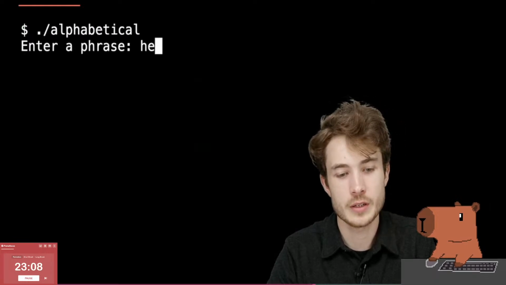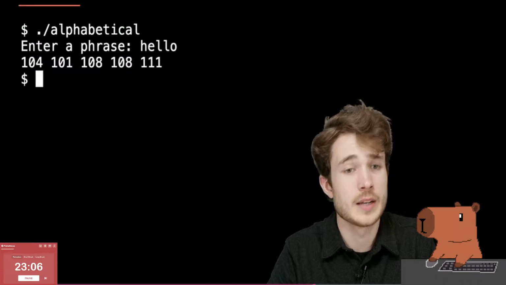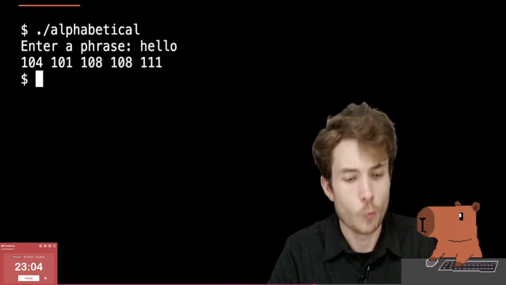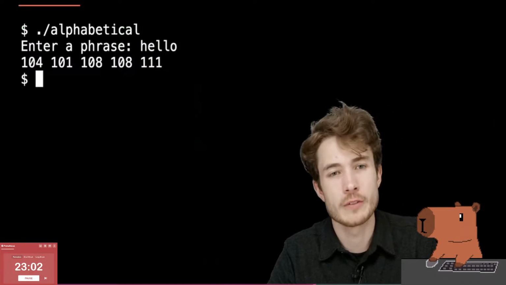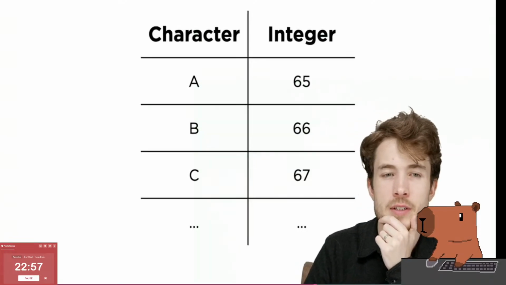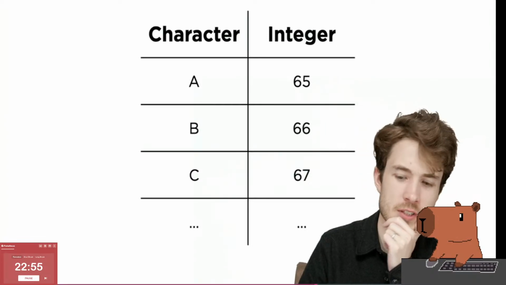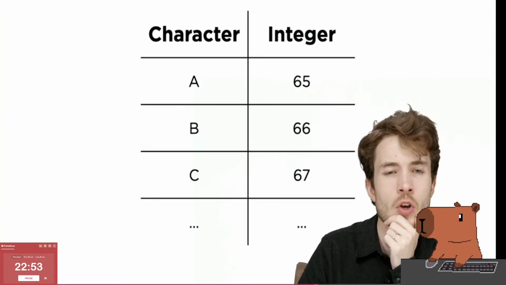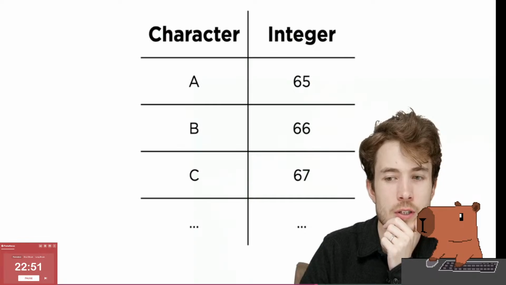./alphabetical, and I'll say hello in this case. And I see 104, 101, 108, 108, and 111. Now these don't seem to match. If I go back here, I see A for 65, B for 66, C for 67. Why might they not match, do you think?